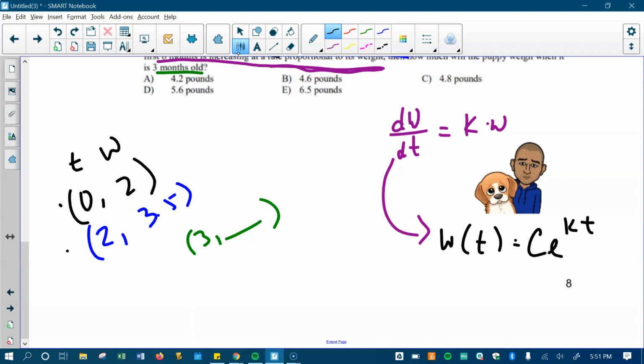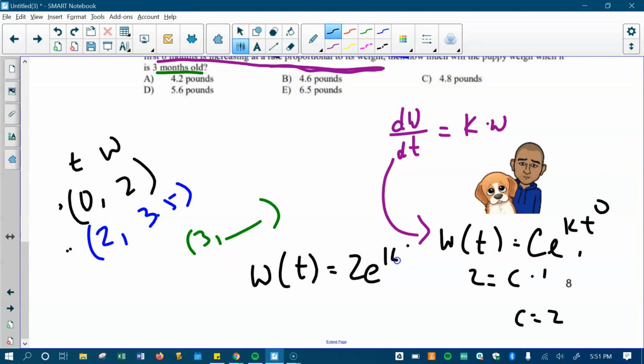W(t) is equal to C e^(kt), and now let's start plugging in the points one by one and seeing what we get. So if I plug in 0 for t, I hope you know that you'll have e^0, which is 1. 2 is on the other side, so you have 2 is equal to C times 1, which means C is equal to 2. So that's first. So now W(t) is equal to 2e^(kt).